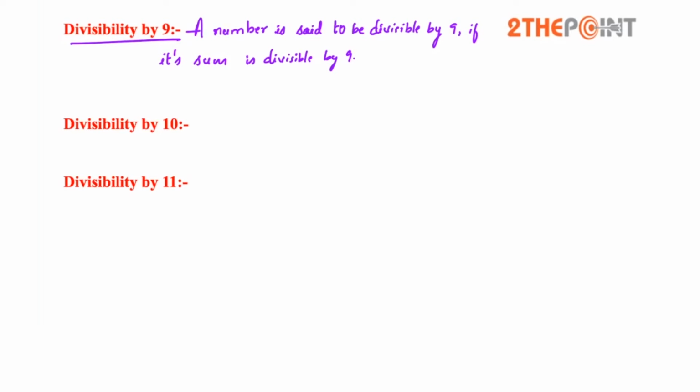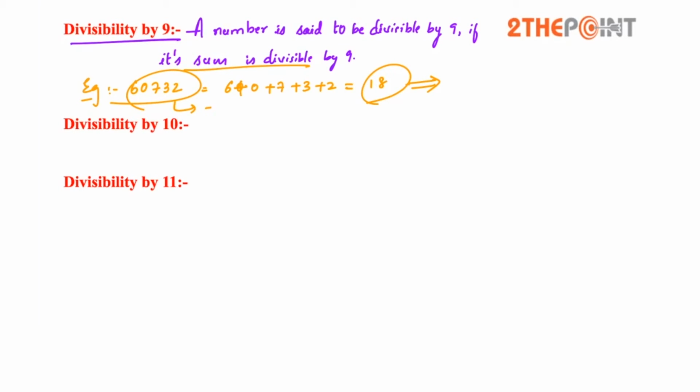Divisibility by 9. A number is said to be divisible by 9 if the sum of its digits is divisible by 9. For example, let's take the number 60732. Take the sum of its digits: 6 plus 0 plus 7 plus 3 plus 2 is equal to 18. 9 2s are 18. So this entire number is completely divisible by 9.